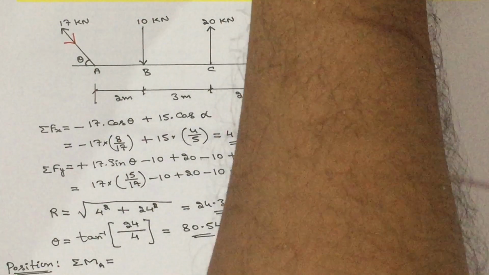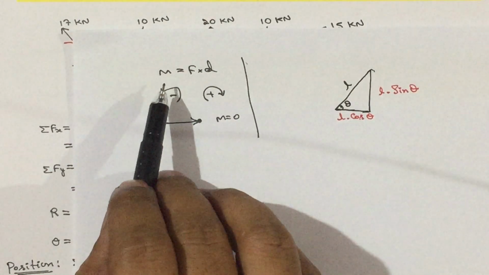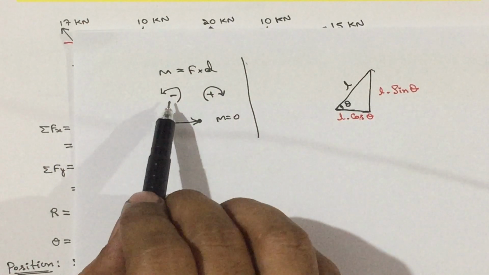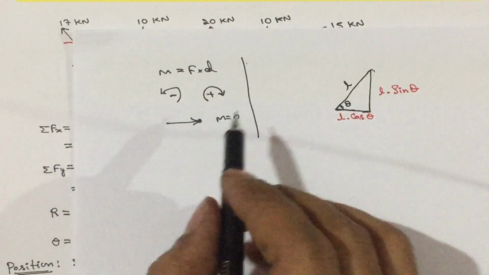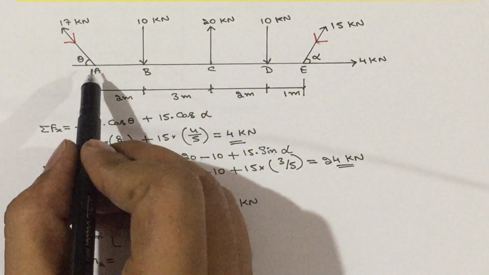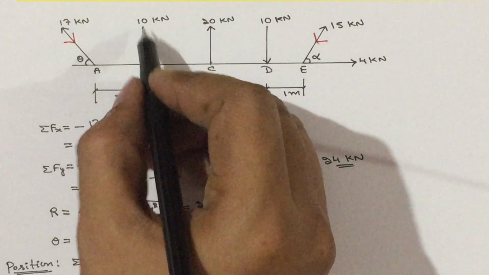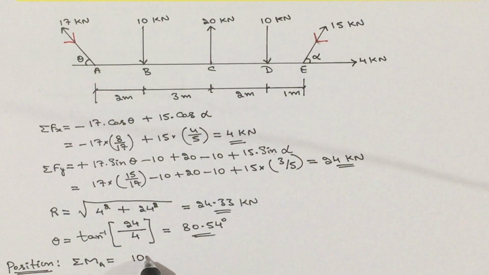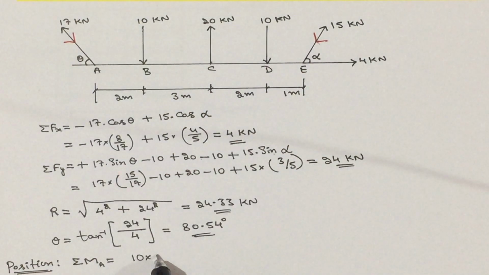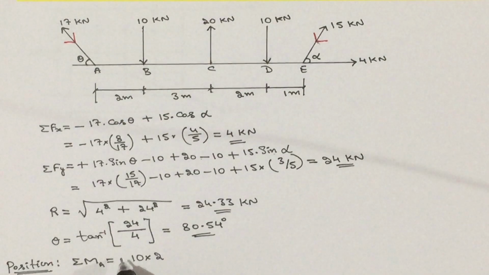Before calculating the sigma MA, let us look at the concept. While calculating the moment, we need to keep three things in mind. M is equal to F into D, clockwise positive, anti-clockwise negative. If the force is passing through the moment center, then the moment will be 0. So this 17 kilonewton load is passing through the point A, so it will become 0. Then 10 into perpendicular distance between this 10 Newton and A point is 2 meter. It is rotating in the clockwise direction, so it is positive.